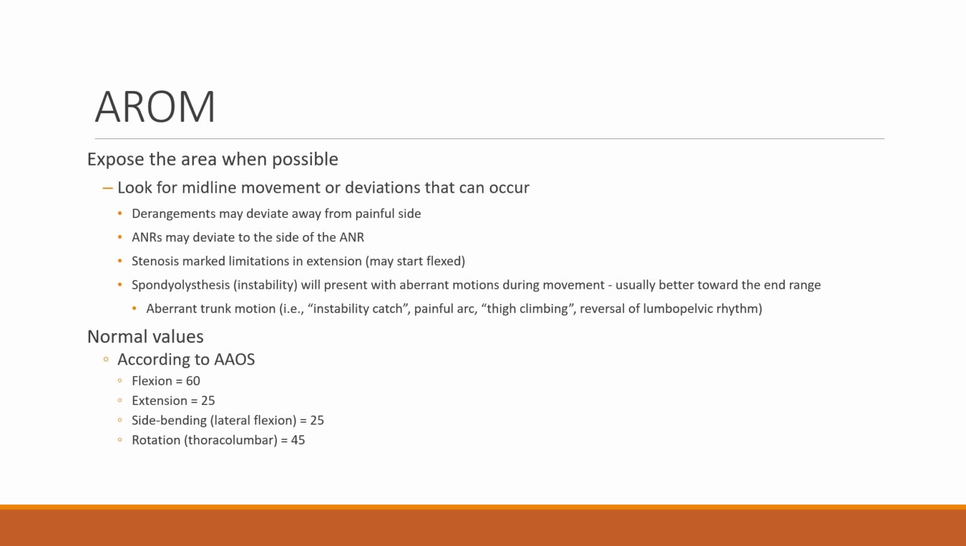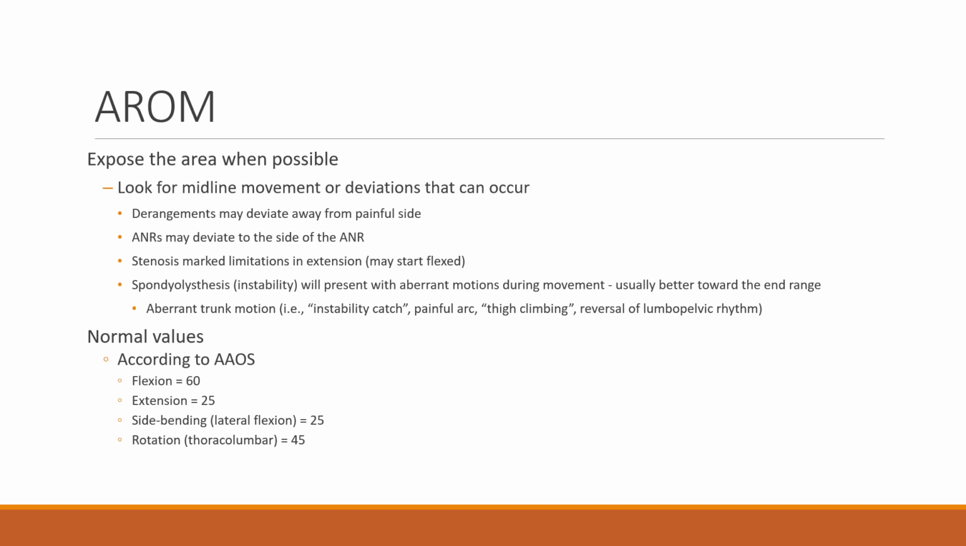First off, we may see individuals who have a derangement that as they flex, they may deviate from the painful side. And so once again, they're moving away from that painful side. Individuals who may have adherent nerve roots may deviate to the side of the adherent nerve root in an effort to, again, avoid that stretch over that adhered nerve.